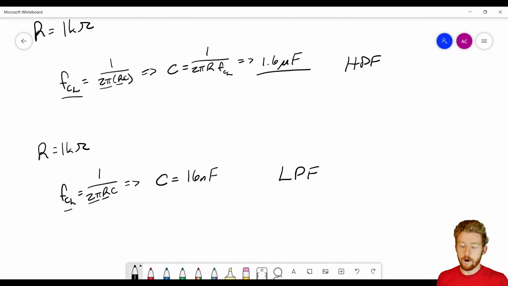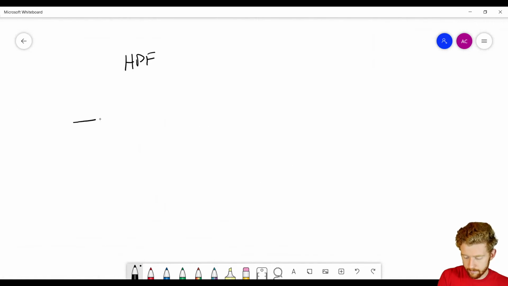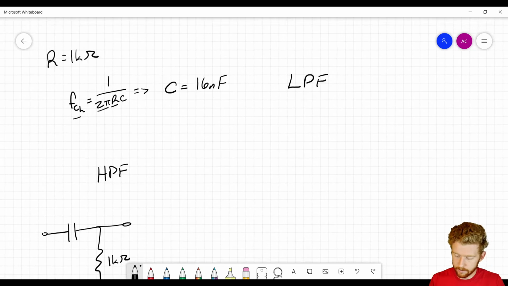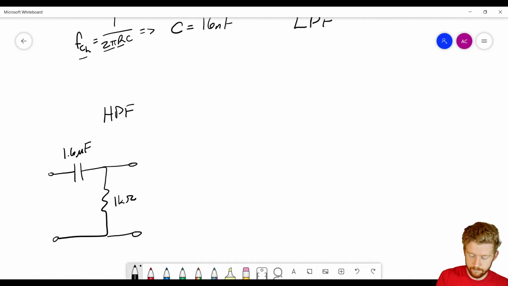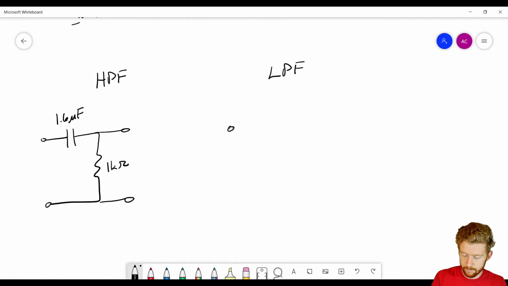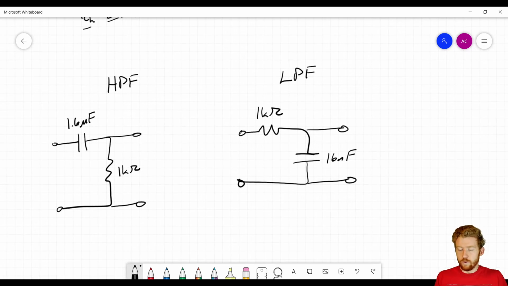Okay, so now let's look at our high-pass filter. The high-pass filter that we came up with is a capacitor and a resistor. Our resistor is 1 kilo ohm. The capacitor, we said for the high-pass filter, is 1.6 microfarads. Now, for our low-pass filter, we have a resistor and a capacitor. This resistor is, again, 1 kilo ohm. The capacitor is 16 nanofarads. So we've got our two individual filters.